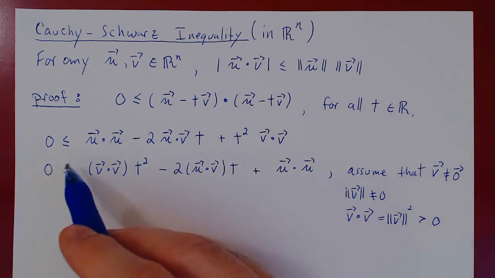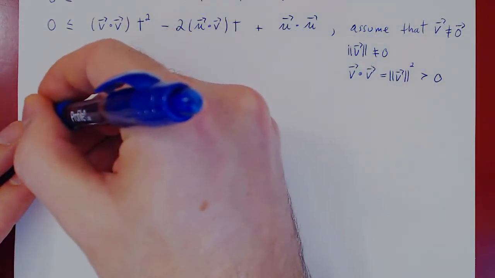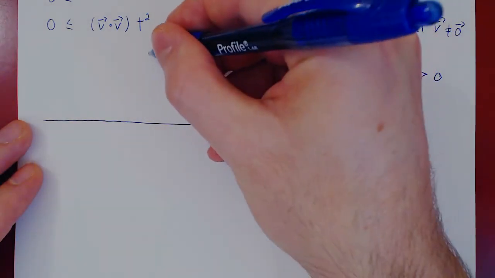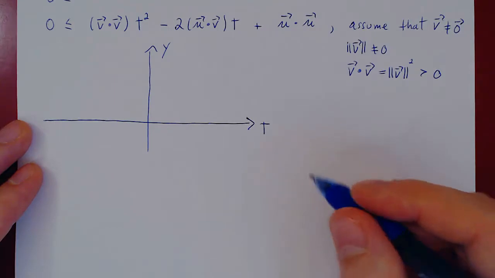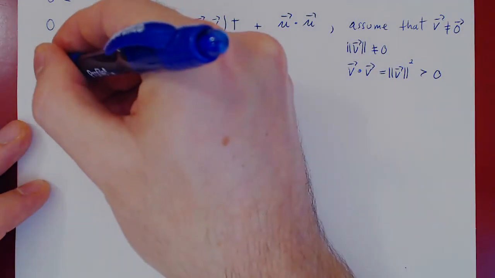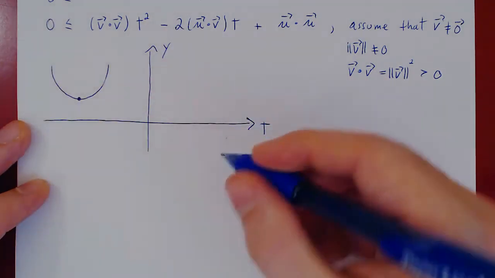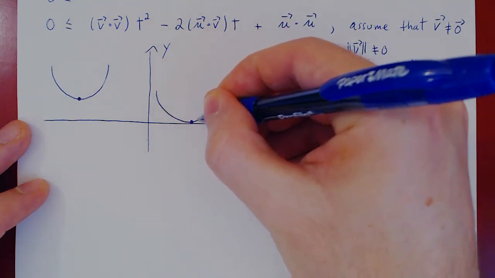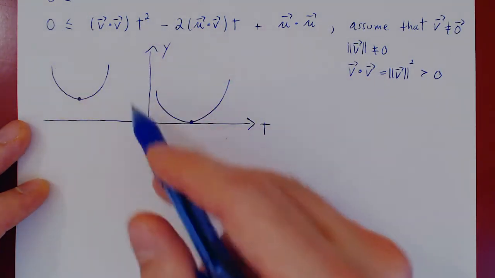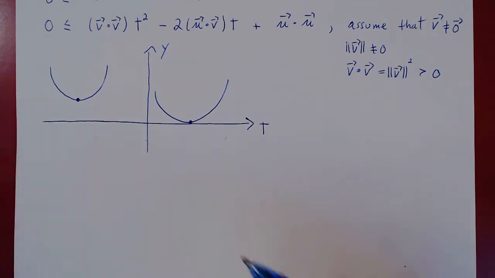It's just a parabola, and it's non-negative. So imagine visualizing what you have now. You have a quadratic in t, and you have the values of this quadratic, say along the y-axis. But the quadratic is always above zero, or in the worst case, it's equal to zero. So either it will look something like this, or there'll be a unique value of t where it will be equal to zero. That's one or the other, right? We have a quadratic in t, and it's always above zero, so it has to either be always strictly positive or only one time being equal to zero.